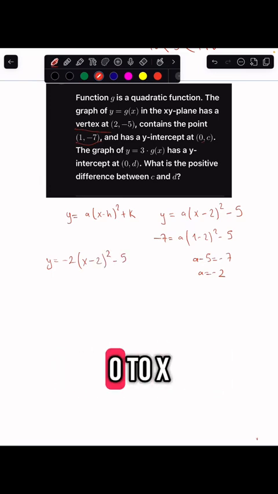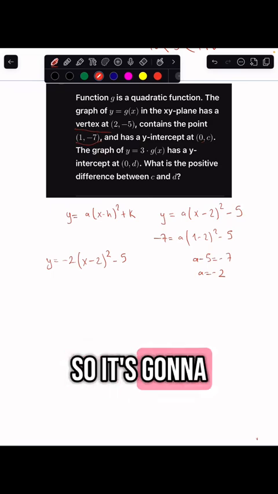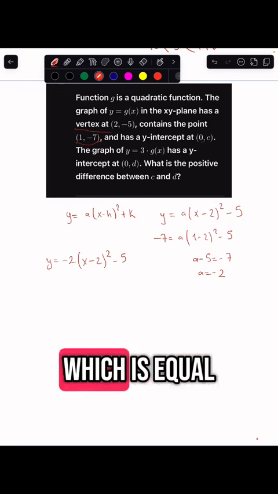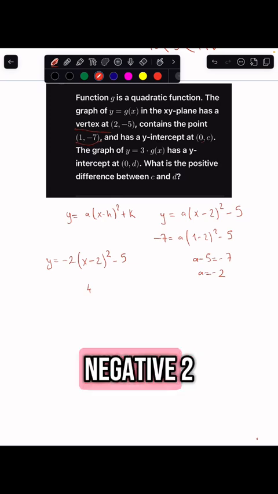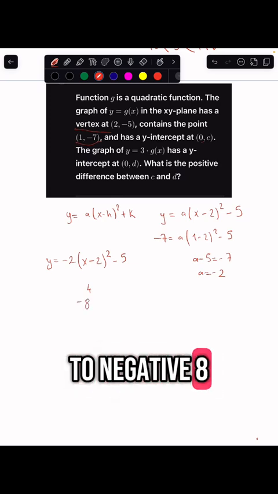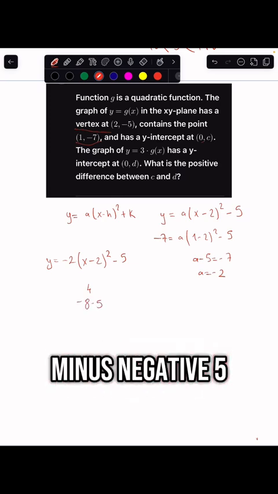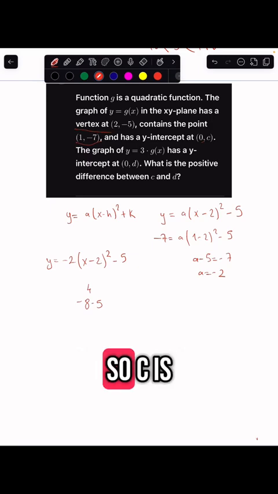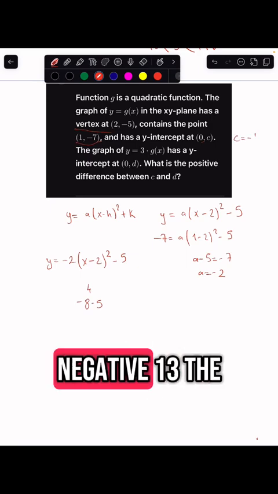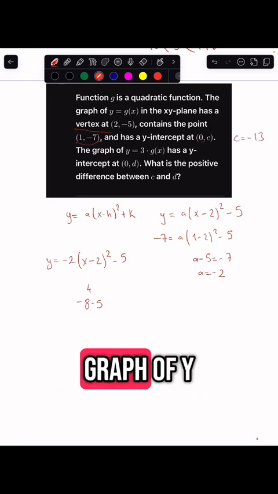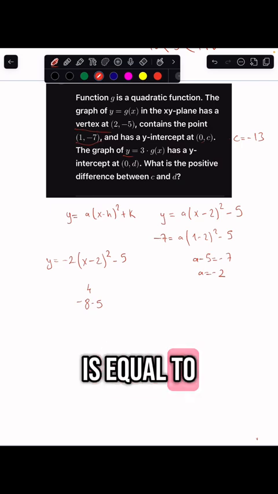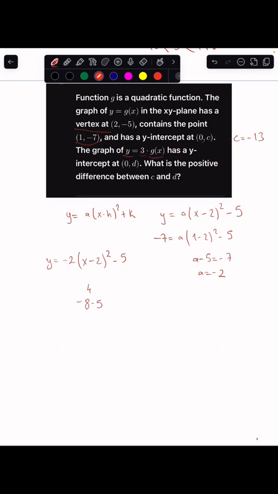So let's give 0 to x. It's going to be (-2)², which is equal to 4, times -2, which is equal to -8, minus 5, which is equal to -13. So c is -13. The graph of y is equal to 3 times g(x).